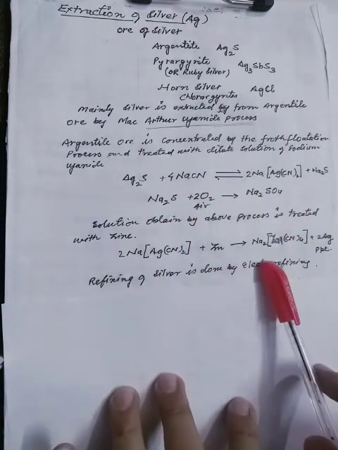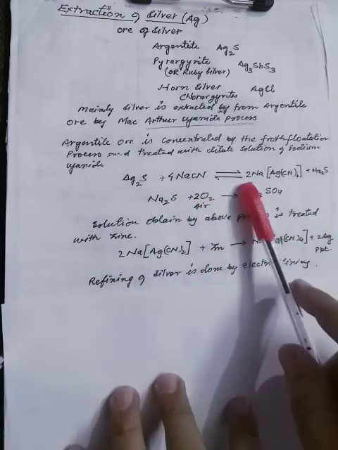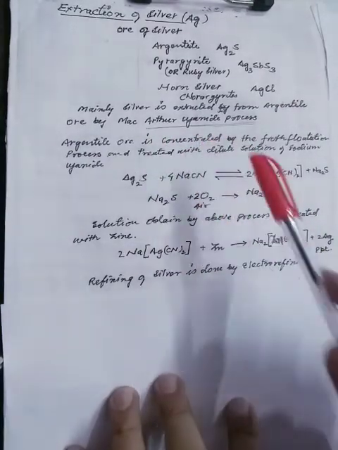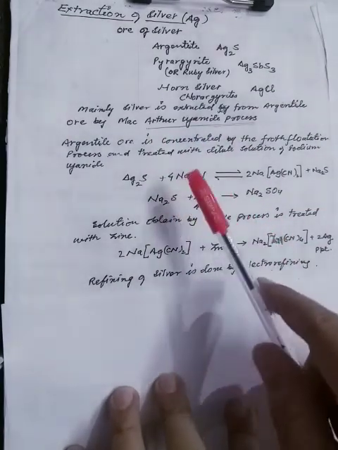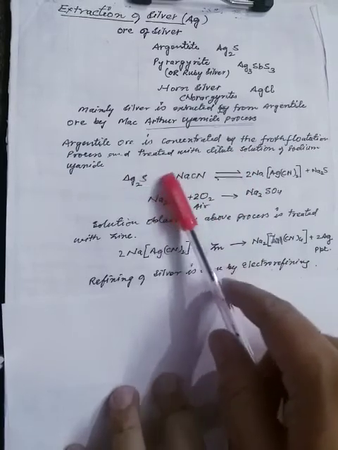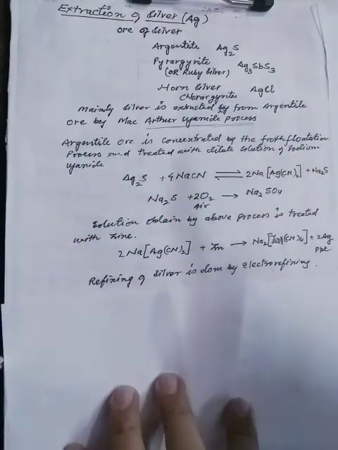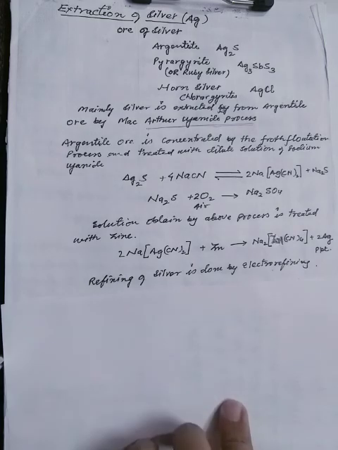In these reactions, all must be balanced. Names are not required, but you must write the balanced chemical equations. Name the process, the MacArthur cyanide process. The solution in which the ore is dissolved is sodium cyanide solution. So please take a screenshot and note it down in your copy.